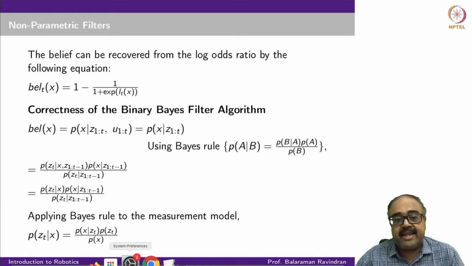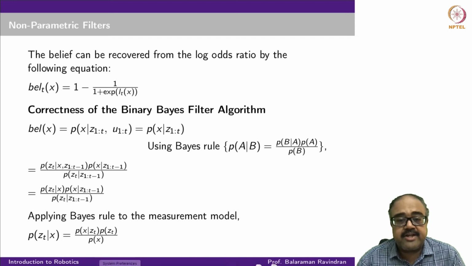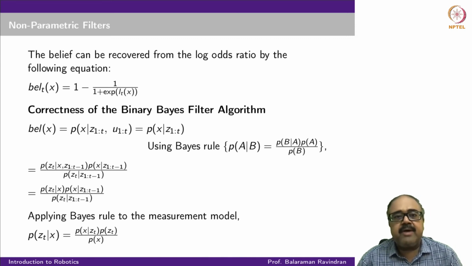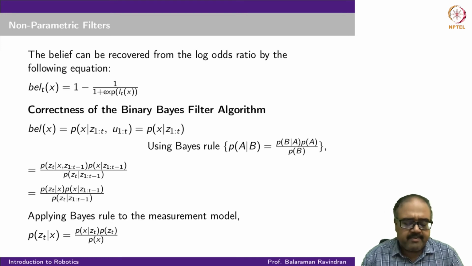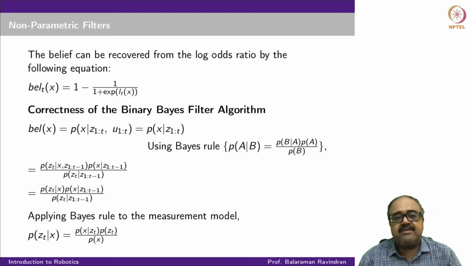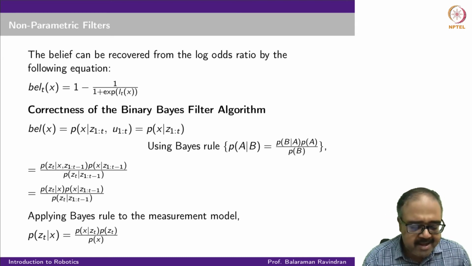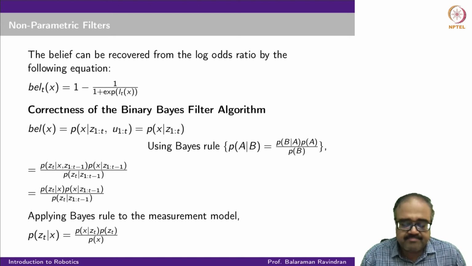Therefore, that's the reason I keep saying that the log odds ratio is essentially the belief, because you can easily go back and forth between the two. And the reason we keep it as log odds is that our updates are nice and simple additive updates, right? So remember that the belief of x at time t is the probability of x given z1 to t.